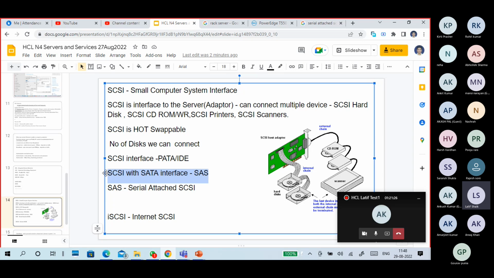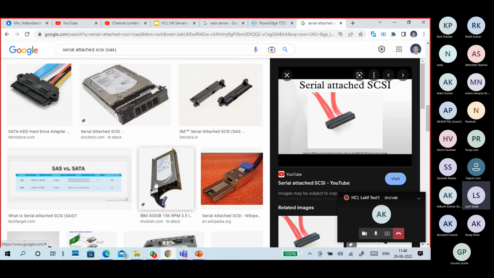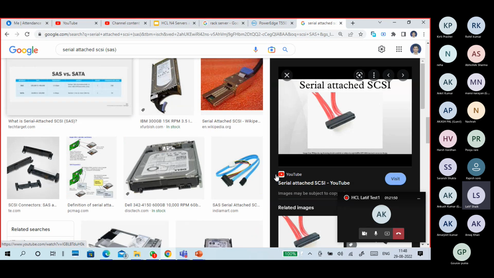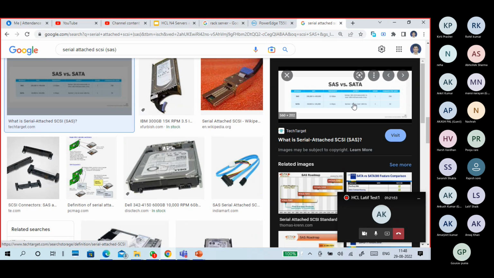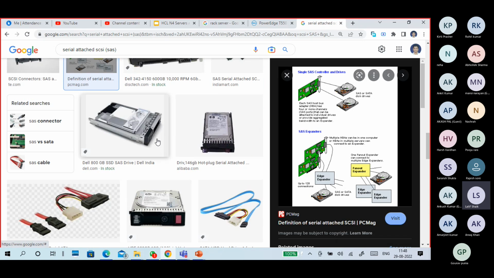Regular SATA is different. SCSI SATA is different. So serial attached. Earlier SCSI interface is different. Okay. So IDE PATA type of interfaces are there, like a ribbon cable. But here, serial attached storage is like a serial connection. So it is a SATA hard disk only. Only the interface is changed. So you can try looking up serial versus SAS versus SATA, and some other information also you can get.